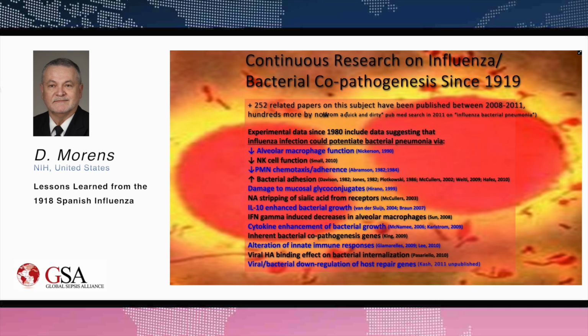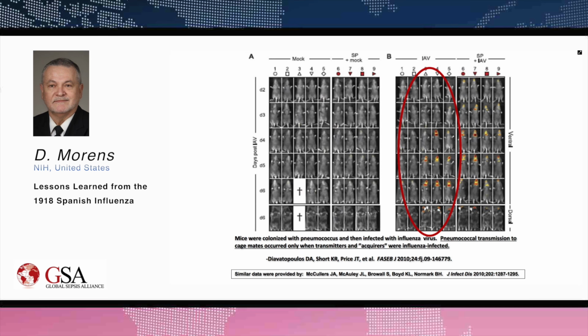Now, there's a large body of experimental work on this. A few years ago, I looked at how many papers had been published studying influenza bacterial co-pathogenesis in a 3-year period, and it was 252 publications. By now, it's many hundreds of publications. So many labs are working on this. It's a big topic of research.